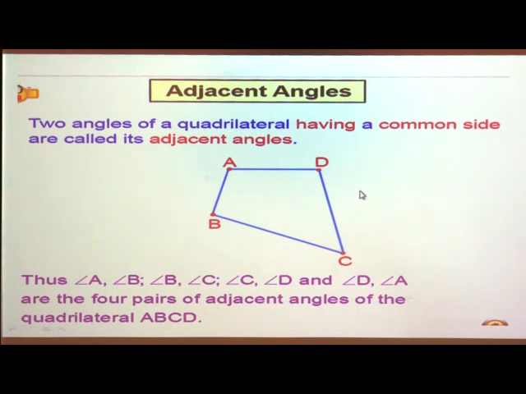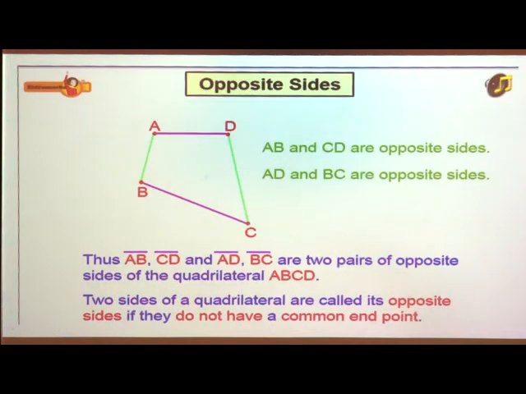Now, adjacent angles. Two angles of a quadrilateral having a common side are called its adjacent angles. This side has two angles, angle A and angle B, so these are adjacent angles. In the same way, angle B and angle C are adjacent, angle C and angle D are adjacent, and angle D and angle A are adjacent. These are the four pairs of adjacent angles of this quadrilateral ABCD.